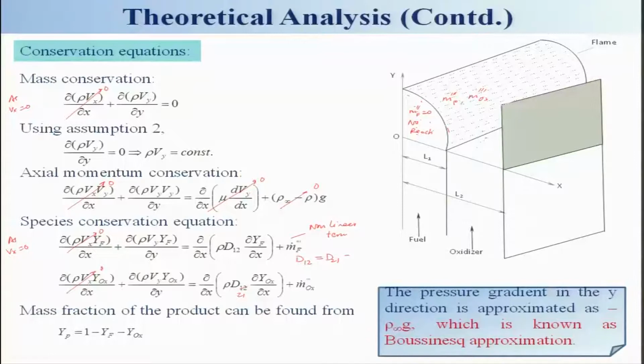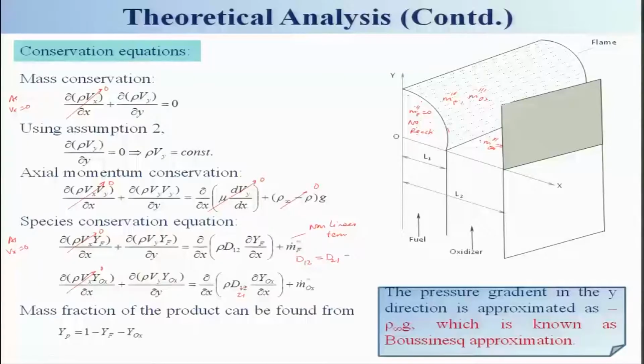Similarly, in this region, m dot triple dash oxidizer will be 0. Are you getting it? At the flame surface, this term will be there. Which one? The source term of the fuel and oxidizer will be active where? On the flame surface. Apart from the flame surface, this will be 0. On the fuel side, m dot triple dash F will be 0. On the oxidizer side, m dot triple dash oxidizer will be 0. That you should keep in mind. This is the thing which will be used.